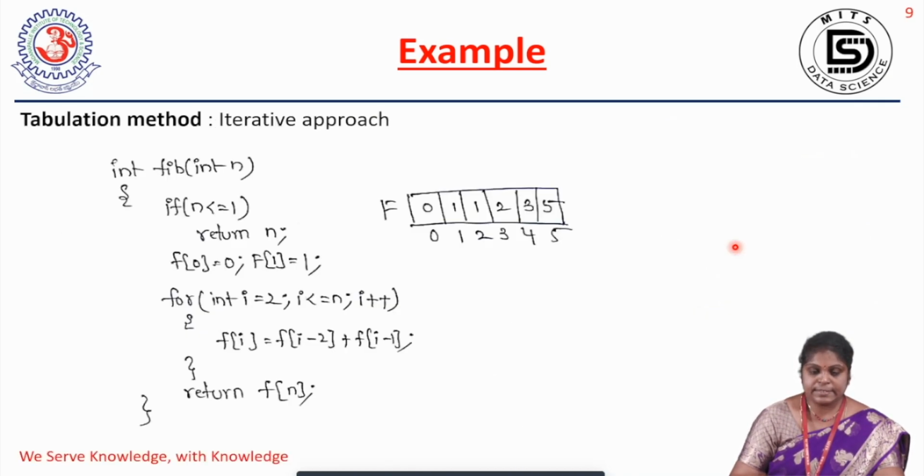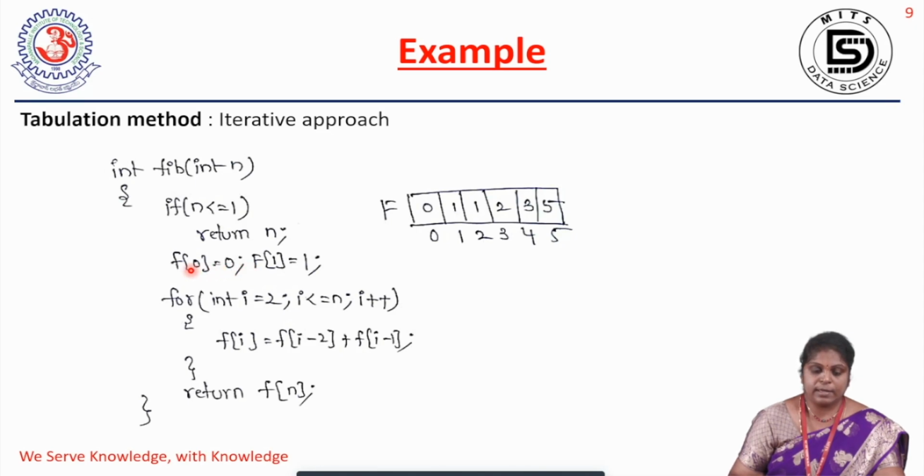Now come to the second approach. The second approach is called the tabulation method. If you see the Fibonacci series, the iterative approach is an example of tabulation. The iterative approach is nothing but the non-recursive approach. So here the array concept is used.